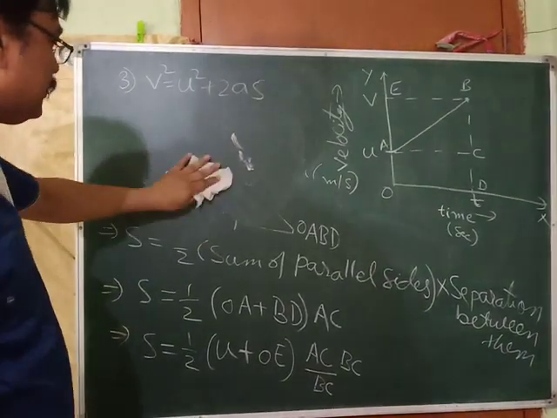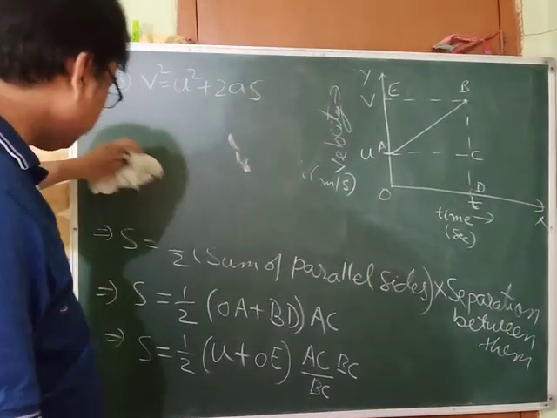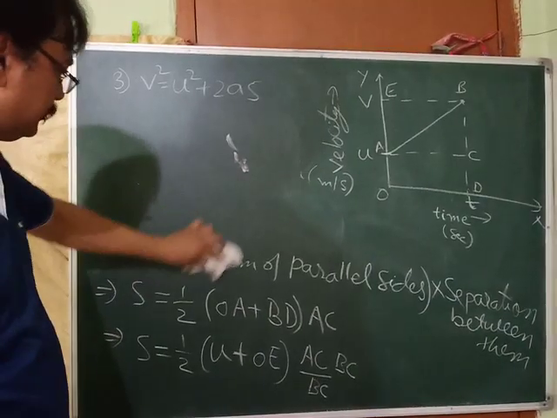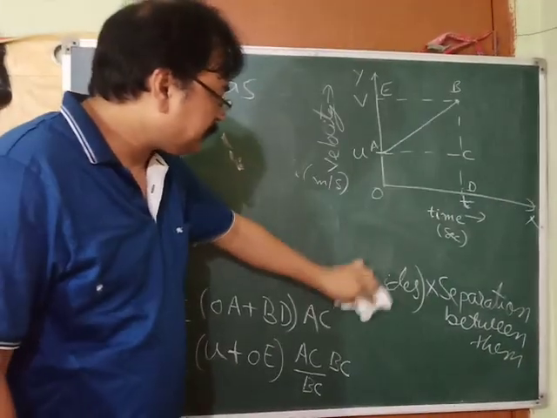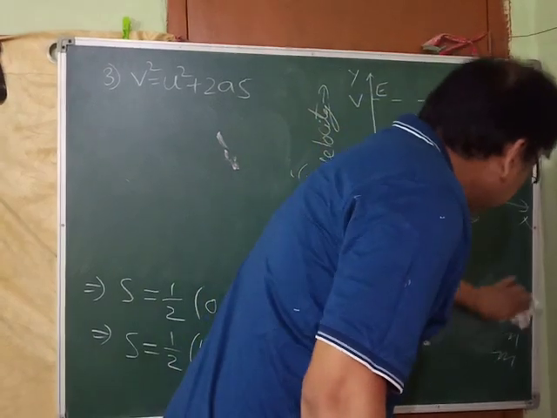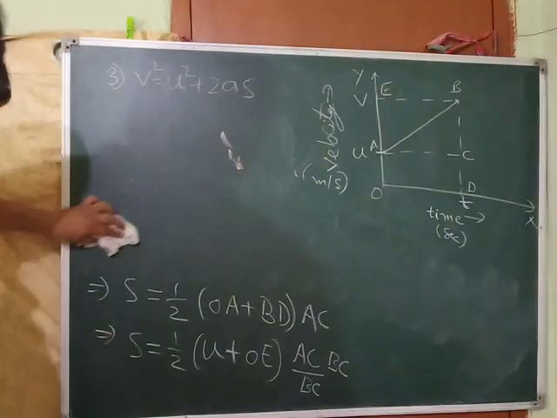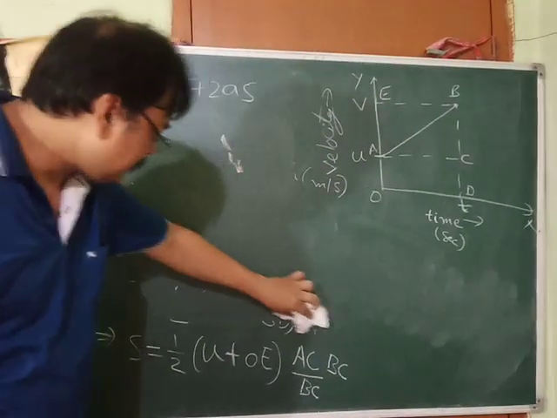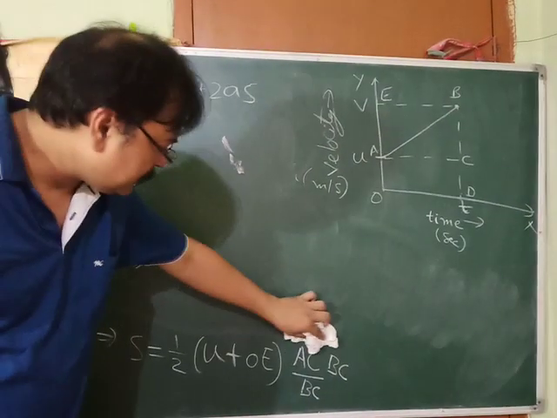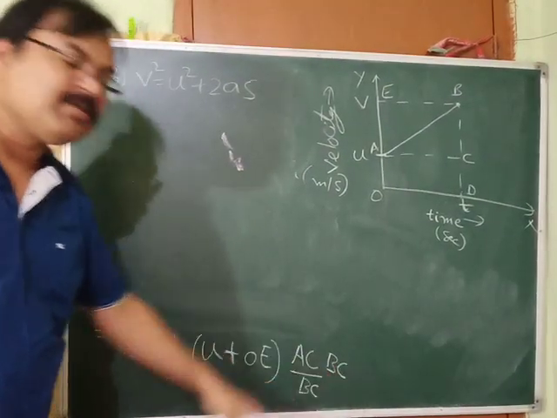Let me rub these things so that we can move ahead and have space to write. I will leave just the last one. Actually, these things are called mathematical adjustment.